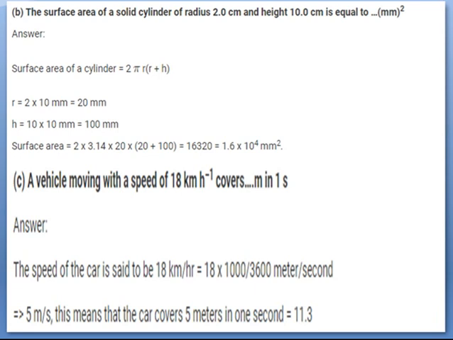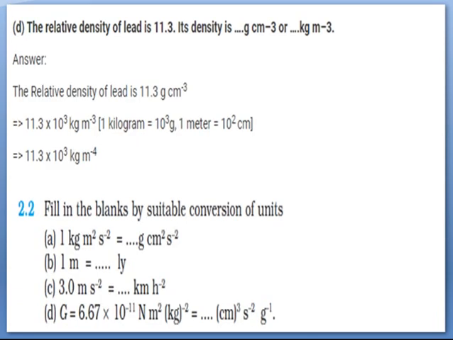Now see the next question. The next part, the relative density of lead, that is Pb, is 11.3. Its density is how many grams centimeter power minus 3, or kg meter power minus 3, means you have to convert the relative density into density of a particular substance.